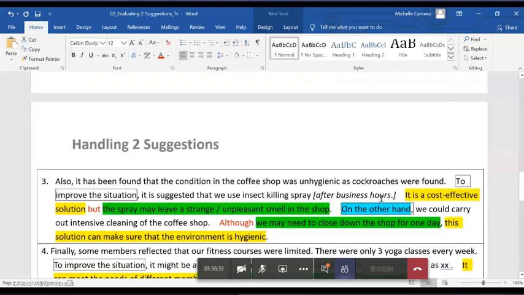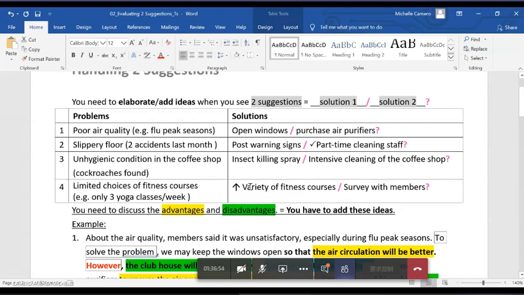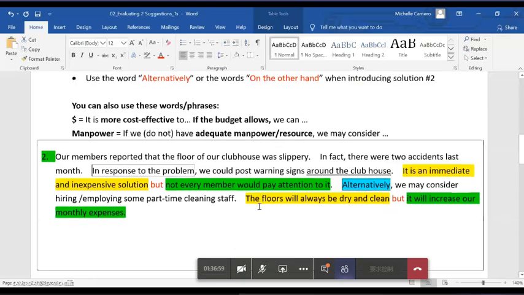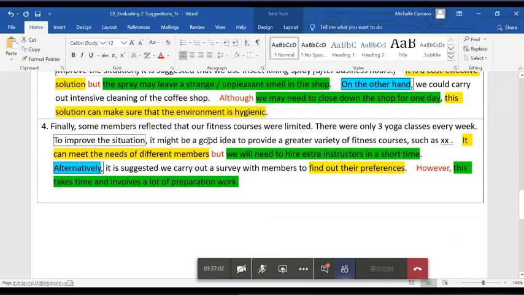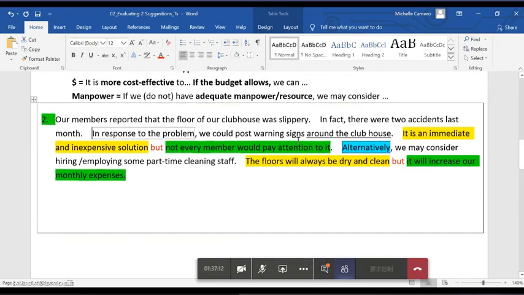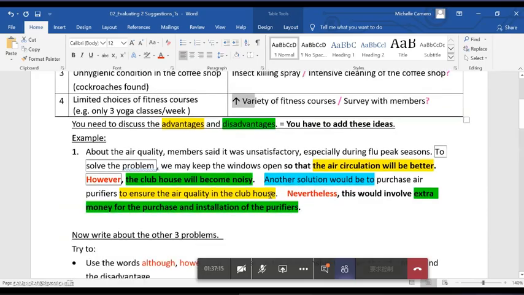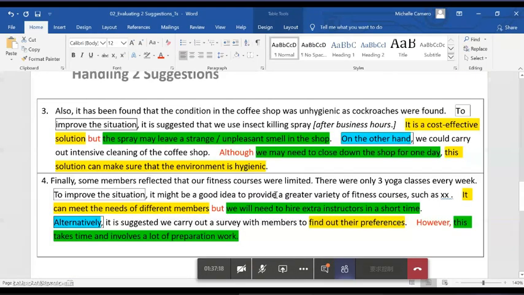Remember we were talking about verbs, and I said let's see what they use to show this idea here, and how did they use survey. So let's look at them. Here they have a good idea to provide a greater variety. So that up arrow means greater variety of fitness courses. In different situations, it will mean different things. So here we have greater variety, okay? And then for the survey, remember I told you survey can be used as a noun or a verb. Here they used it as a noun because they used the verb carry out with the noun survey, okay?